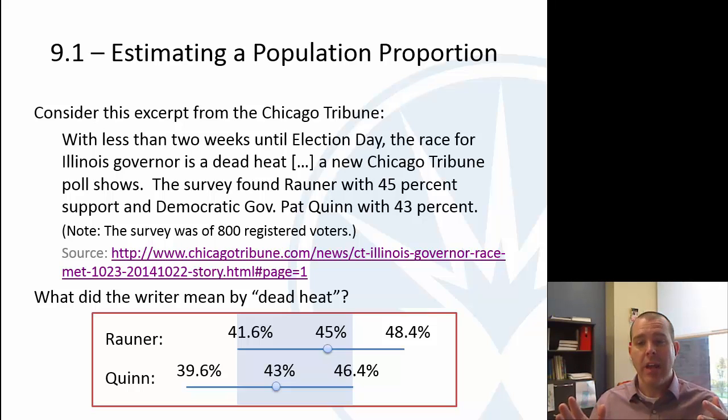Now the likelihood is that Rauner has the lead because his sample proportion was higher, but boy, Quinn could have had as much as 46.4%, Rauner as low as 41.6%. Quinn could have a huge lead. So when you have this margin of error of 3.4% and the difference in the two is only 2%, certainly we don't really know who is in the lead because those margins of error overlap. And so that's what they mean by dead heat here, that they're really in a statistical tie.